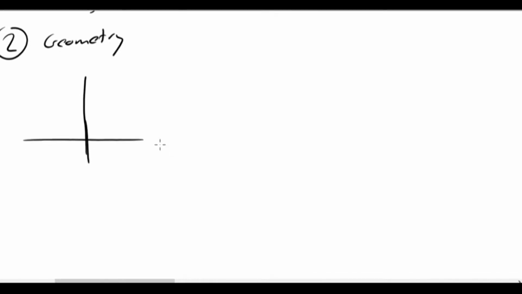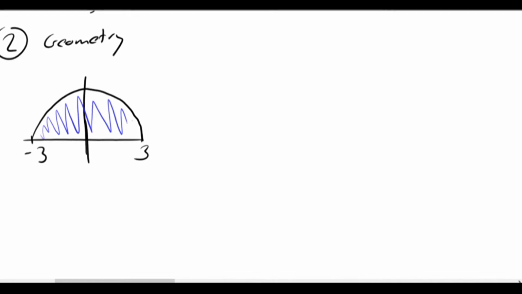So method number 2 is geometry. And this requires a knowledge of the function. The function is going to produce a semicircular arc in the first and second quadrants. This is a pretty bad drawing here, but this is kind of what it looks like. It's a semicircle with radius 3 in the first and second quadrants, and the integral from -3 to 3 would be evaluating this area.